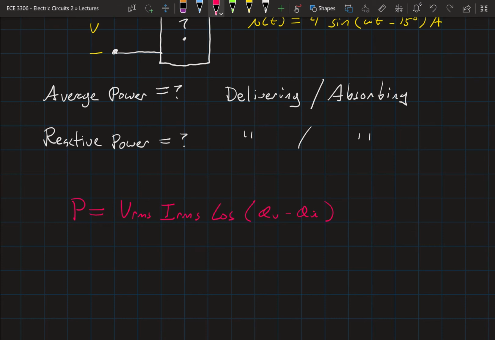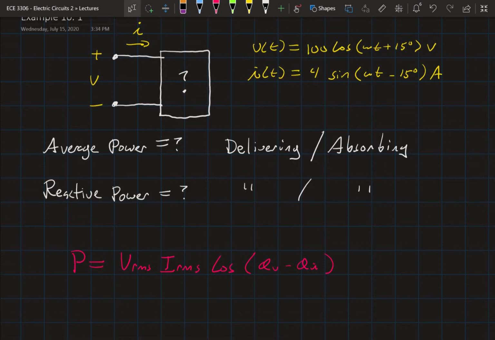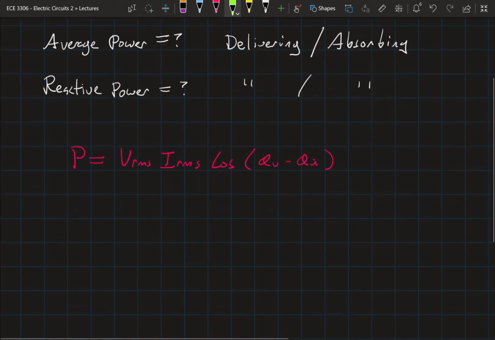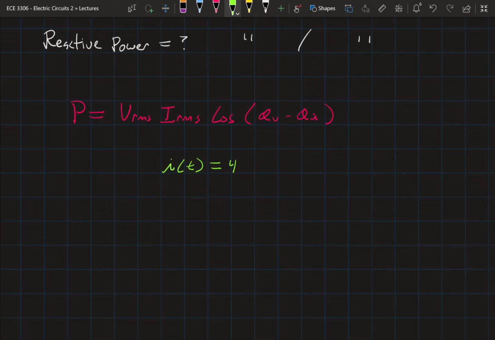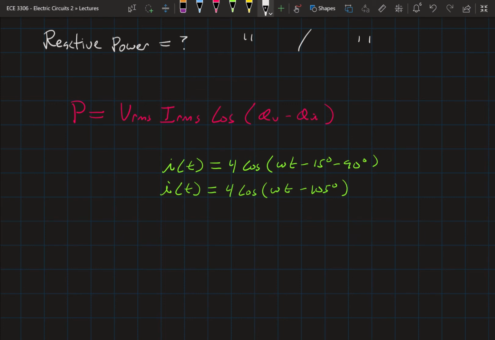There's one minor calculation that we have to do before we can drop it in here, because we have to notice that we have sine here. So we're going to rewrite our I of t as 4 times the cosine of omega t minus 15 degrees minus 90 degrees. So I of t is equal to 4 times the cosine of omega t minus 105 degrees. So what we'll do now is take these and plug them into our value.